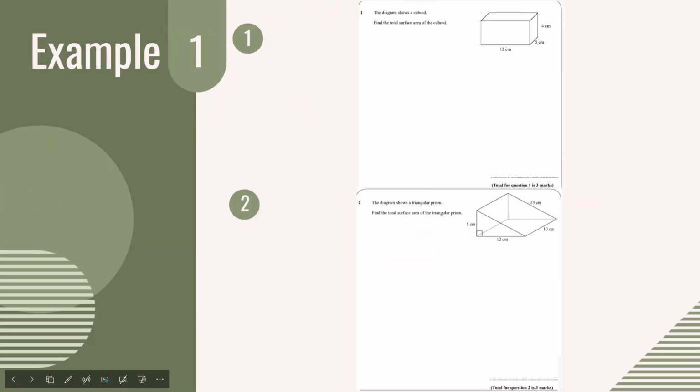It's now time to have a go at some maths exam questions from Maths Genie. Have a go, pause the video and unpause when you've done. So, in our first question, it says, the diagram shows a cuboid. Find the total surface area of the cuboid.